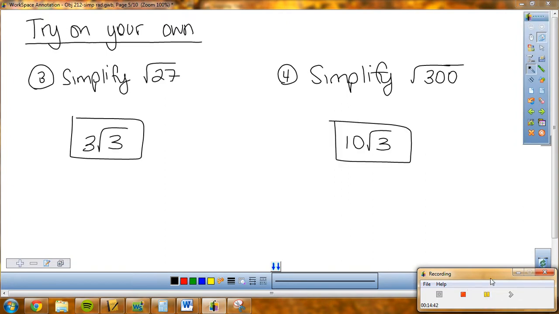Alright, so you should have gotten for number 3, 3 the square root of 3, and for number 4, 10 the square root of 3. If you didn't get these things, you should go back, check that you factored correctly. Check that you didn't accidentally forget one of the prime factors when you rewrote them underneath the radical. Check that you're pulling out only one number for every pair. And if you still can't find your mistake, put a star next to it, write a note next to it so that we can talk about it when we come back to class.